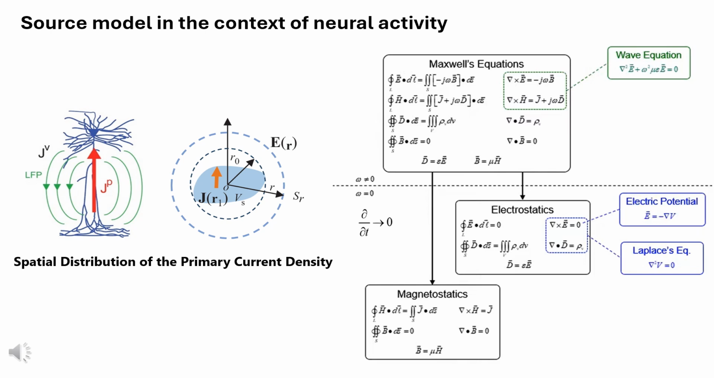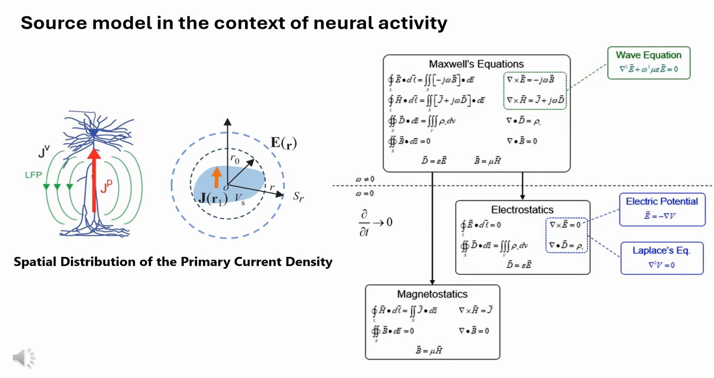The instantaneous primary current density, denoted as J(r, p), where r is the spatial location and p represents the parameters of the source model, can be approximated as a vector within this source space. As the neural activity evolves over time, the primary current density J(r, t) traces a trajectory within the source space.